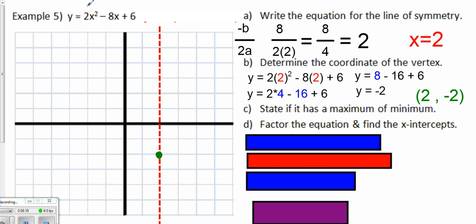State if this has a maximum or a minimum. Again, our A is positive, so this is going to be opening upwards. So again, this one has a minimum.